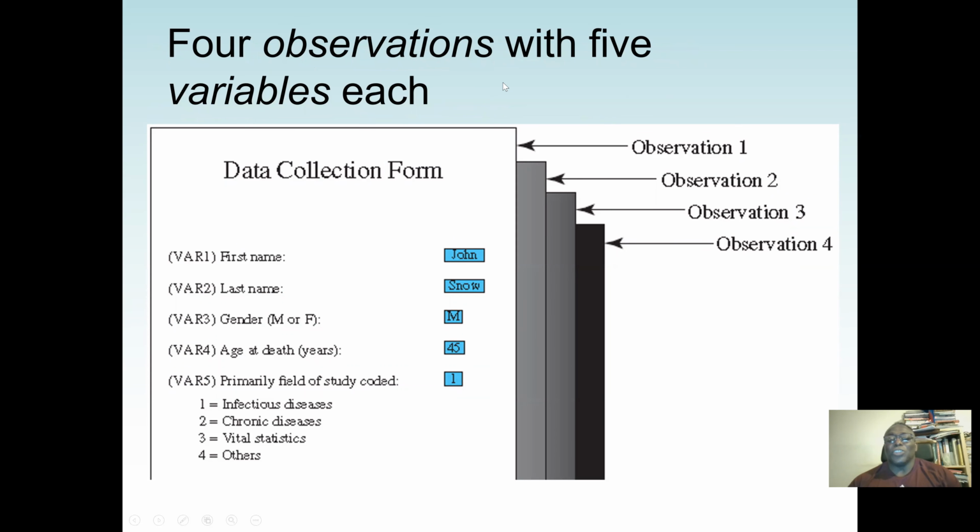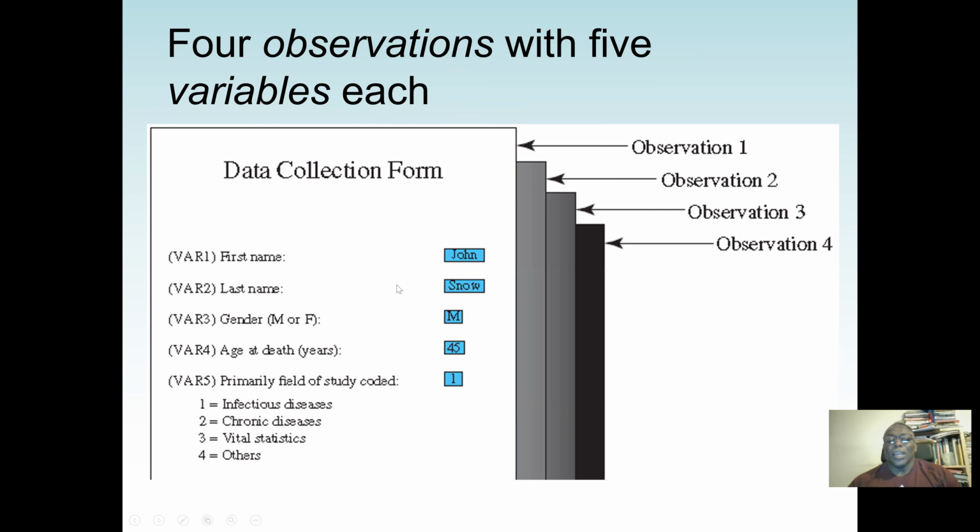So we have 4 observations with 5 variables each. How do we know we have 4 observations? Because we have observation 1, 2, 3, 4. They are here. And each observation has 5 variables and 5 values. So the variables are first name, last name, gender, age at death, and primary field of study coded. Now, the values will be: first name is John, last name is Snow, gender is male, age is 45, the code is 1.